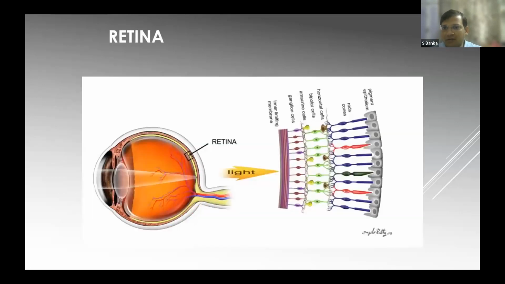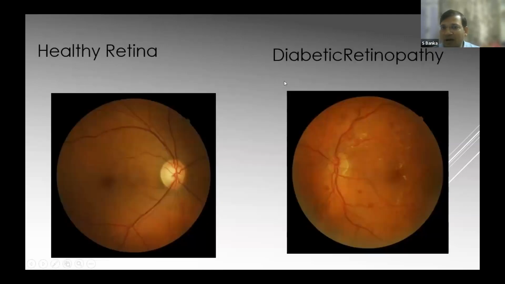So we all know what the retina is. The retina is the neurosensory layer of the eye, and it has 10 layers, starting from the internal limiting membrane to the retinal pigment epithelium. And this is how a healthy retina looks. The picture on your right side is a fundus photograph of a healthy retina, which shows the normal arteries and veins. This circular thing in the center is the optic nerve head.